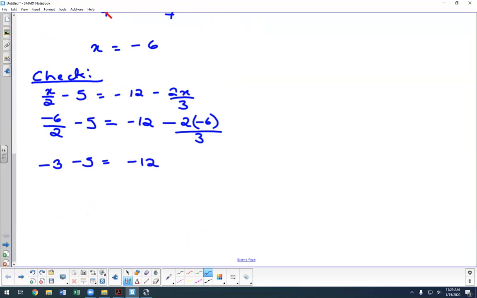So basically we'll end up getting negative 6 over 2 here, minus 5 equals negative 12 minus 2 times, again replace your x with negative 6 over 3, okay? Clean it up. So 2 goes again into 6 3 times, so that will become negative 3 minus 5. Negative 12. Since I have two negative signs here, negative and negative will become positive. 6 times 2 is 12. 12 divided by 3 will basically become 4, right?